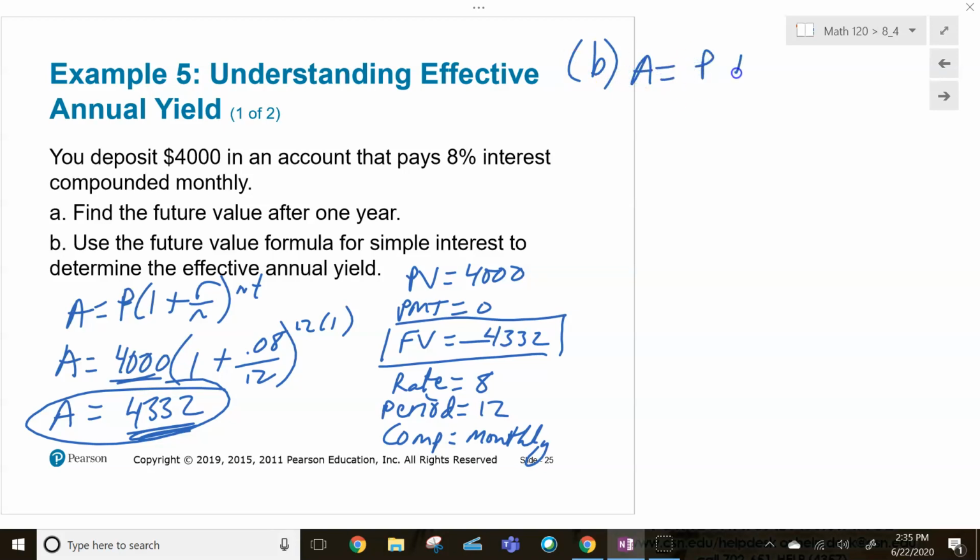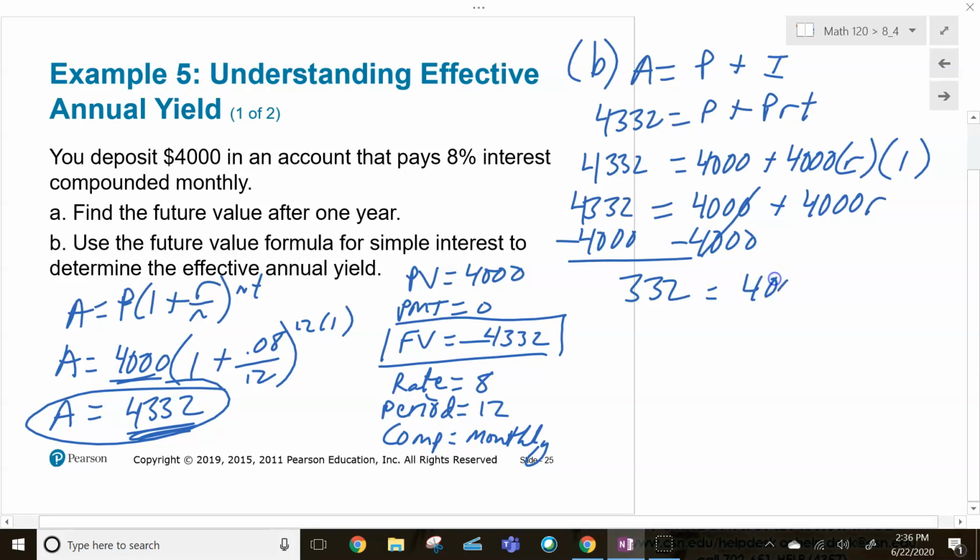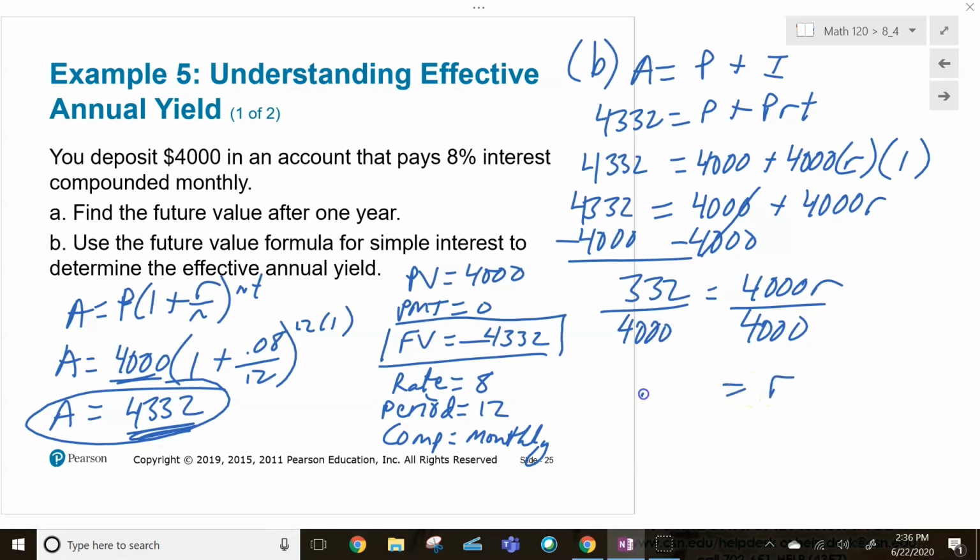So if you remember from last section, we had the principal plus the interest. So if I ended up with 4332, this is P plus PRT. Remember, interest is principal times rate times time. So we have 4332 is 4,000 plus 4,000 times R. I don't know what this effective annual yield is, but I'm only doing this for 1 year. So 4,000 times 1 times R is 4,000 R. Now you're just doing the algebra here. Subtract 4,000 from both sides. So you get 332 equals 4,000 R. Divide by 4,000. And your effective annual yield is 0.083. So 8.3%.